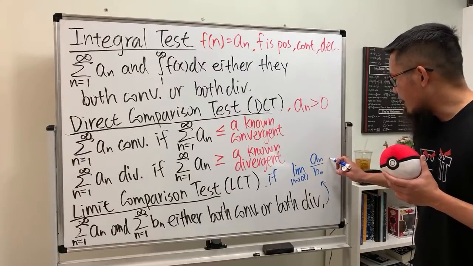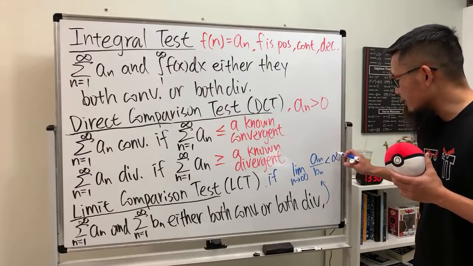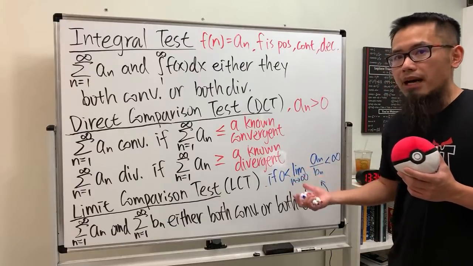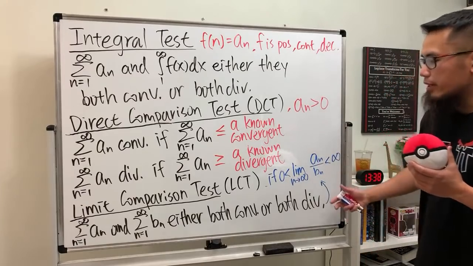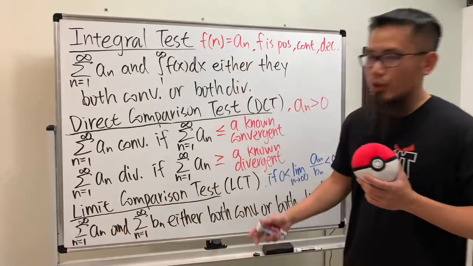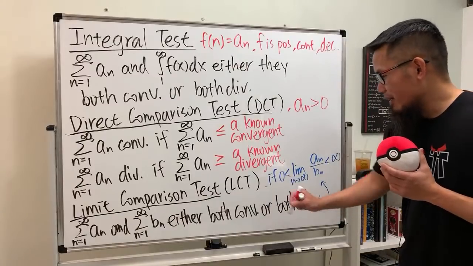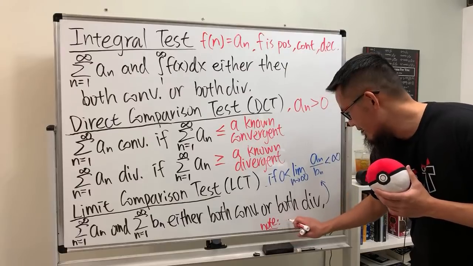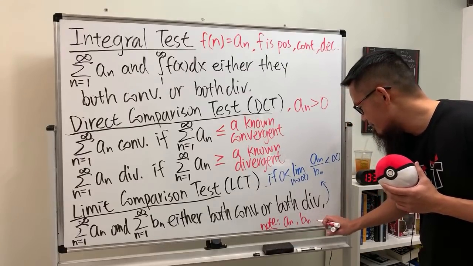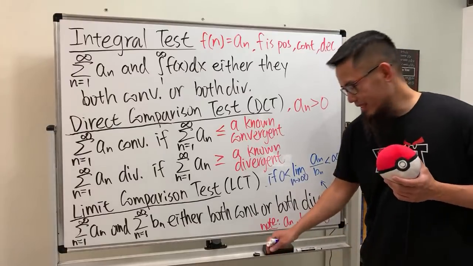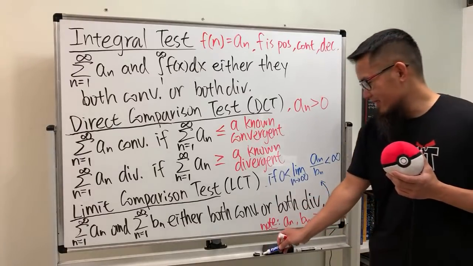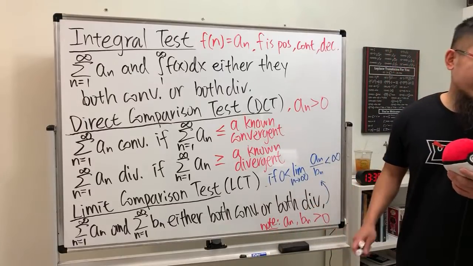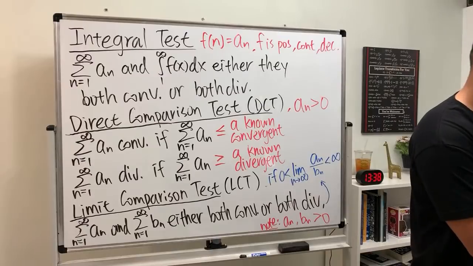If this limit is finite, so we will put this down as less than infinity, and it cannot be 0. So this right here has to be a positive finite number. Then you can just draw a conclusion that either they both converge or they both diverge. And again, we will write that down because I just noticed that note. Let's just put down a little note right here: an and bn both greater than 0. All right? So, okay, I think this is pretty good. I have all the three things that we want to talk about today on the board. So take a look real quick and let me know how you guys are doing for that.